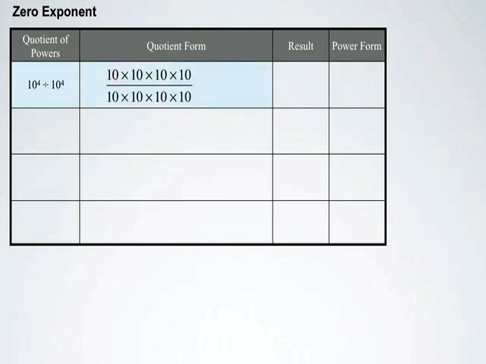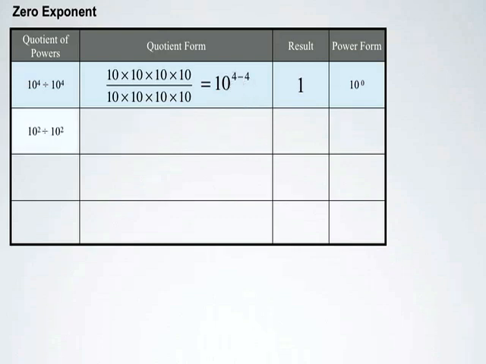Well, in quotient form, that's 10 in a repeated multiplication 4 times on top, divided by the same thing, 4 tens in a repeated multiplication. The rule for dividing powers with same base says keep the base the same, 10, and subtract the exponents, 4 subtract 4. However, we know the result of this division has to be 1. Anything divided by itself equals 1. But in power form, this would be 10 to the 0. 10 to the 4 subtract 4.